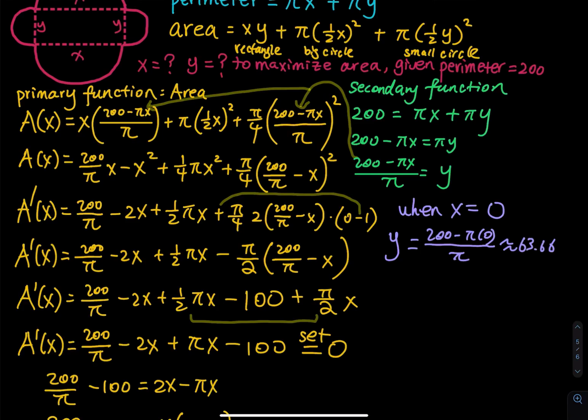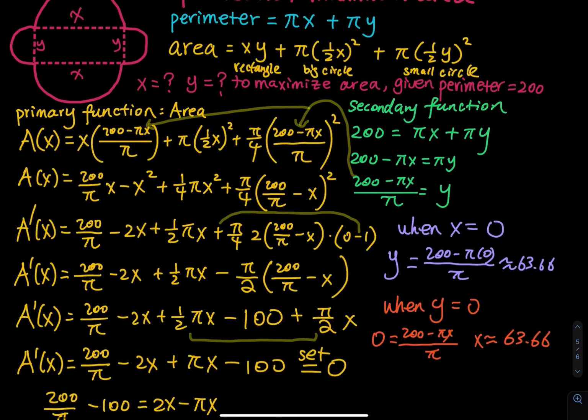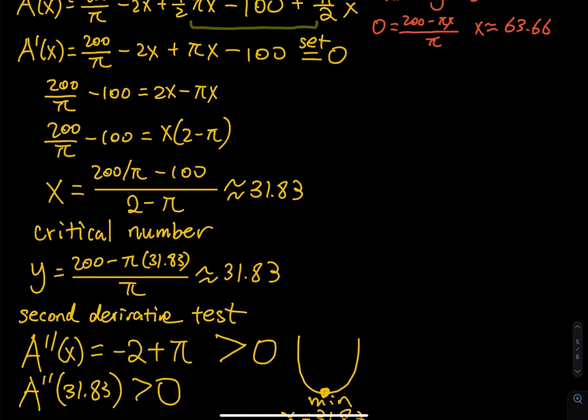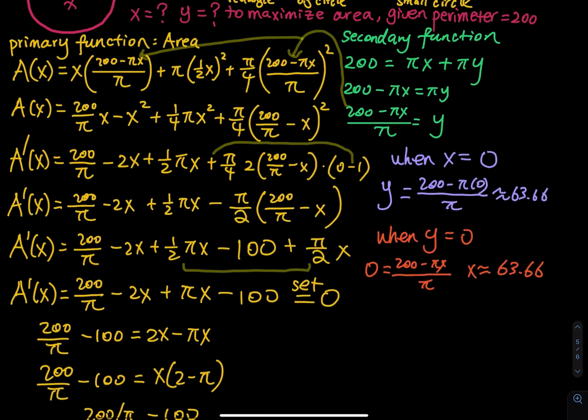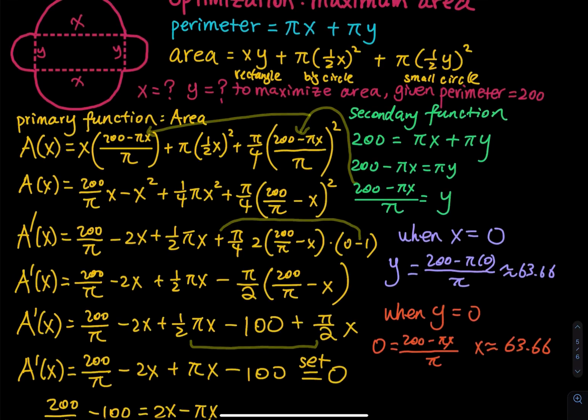And then when y equals 0, let's change to a different color. So when y equals 0, we have 0 equals (200 minus pi x) divided by pi. When you solve for x, you also get x equals 63.66. So the discussion is, other than the measurement we got, 31.83, you can just let x equal 0 and then just focus on y.